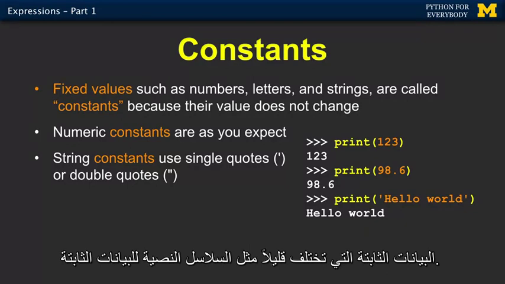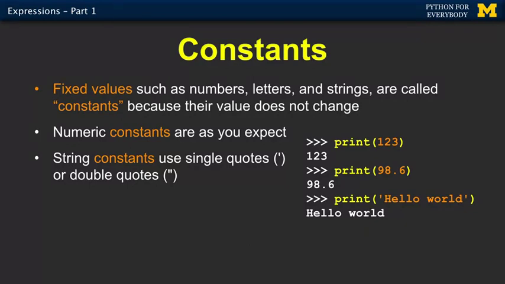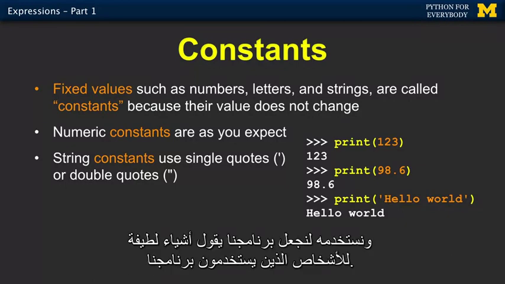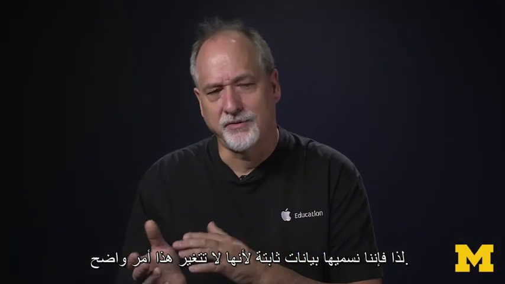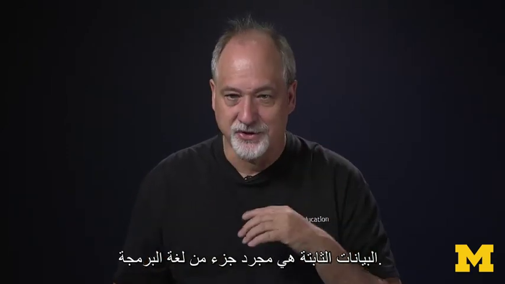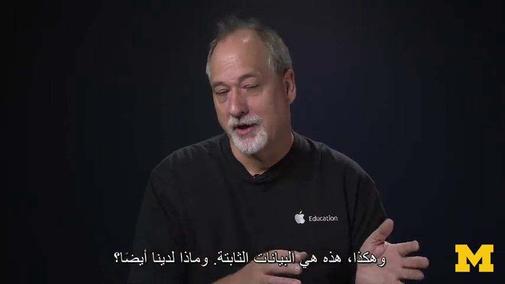The kind of constants that are a little bit different are things like string constants. So "hello world" is a string constant. And we use that so that our program can say nice things to people that are using our program. And so we call them constants because they don't change, but it's kind of obvious. Constants. It's just a piece of the language. So that's a constant. What else?